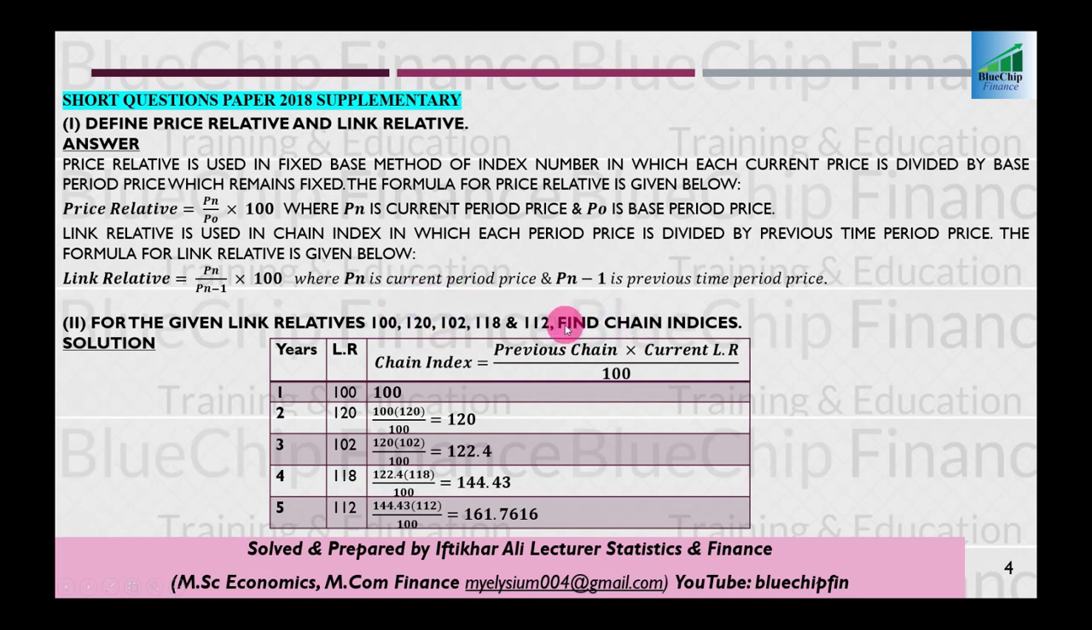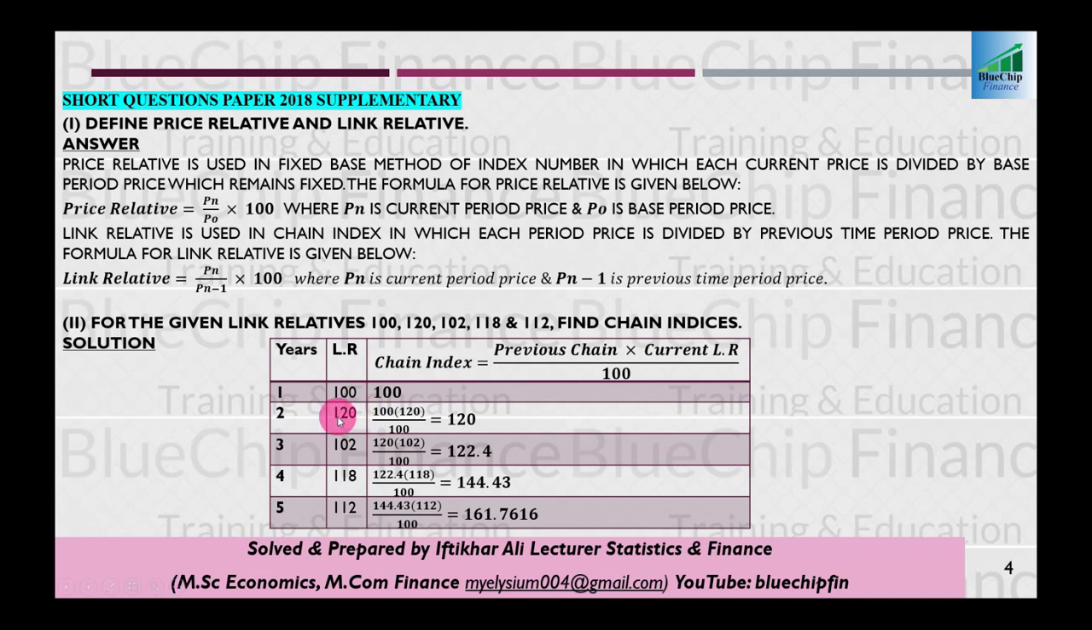So chain index in simple index number is always equal to previous chain multiplied by current link relative divided by 100, whereas in case of composite index number, your chain index is equal to previous chain multiplied by current average divided by 100. But it is the case of simple index number, so your chain index is equal to previous chain multiplied by current link relative divided by 100. So for first time period, your chain is 100, because you don't have previous chain, so that is why it should be considered as 100.